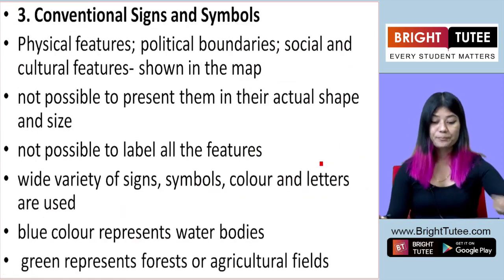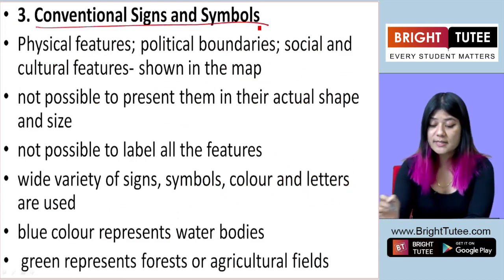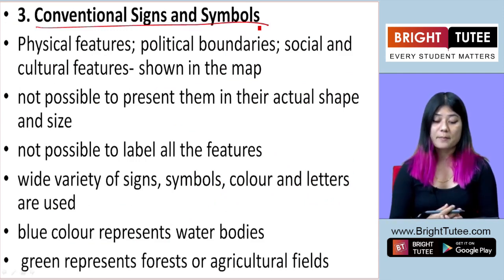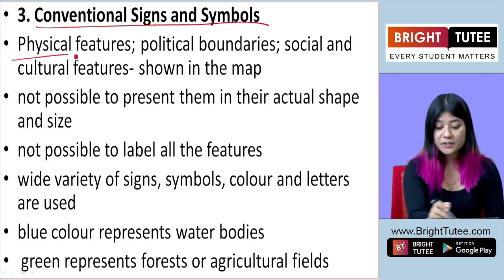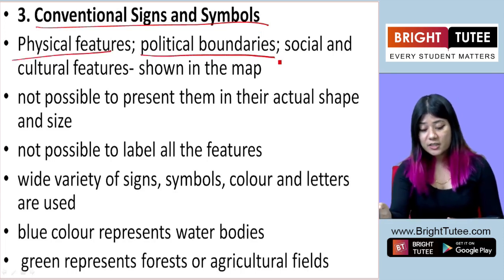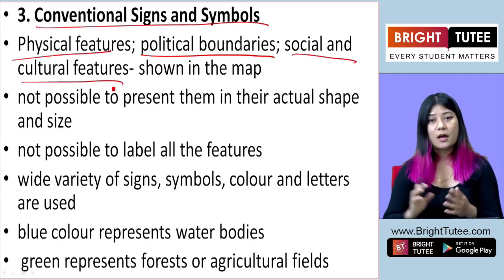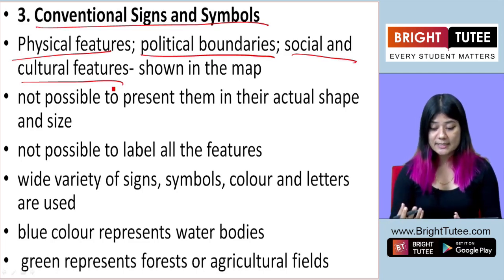Okay. The third component of the map is called conventional signs and symbols. So signs and symbols are also very important in a map. They represent physical features, political boundaries, social and cultural features, okay, like houses, temples, public buildings, private buildings, etc.